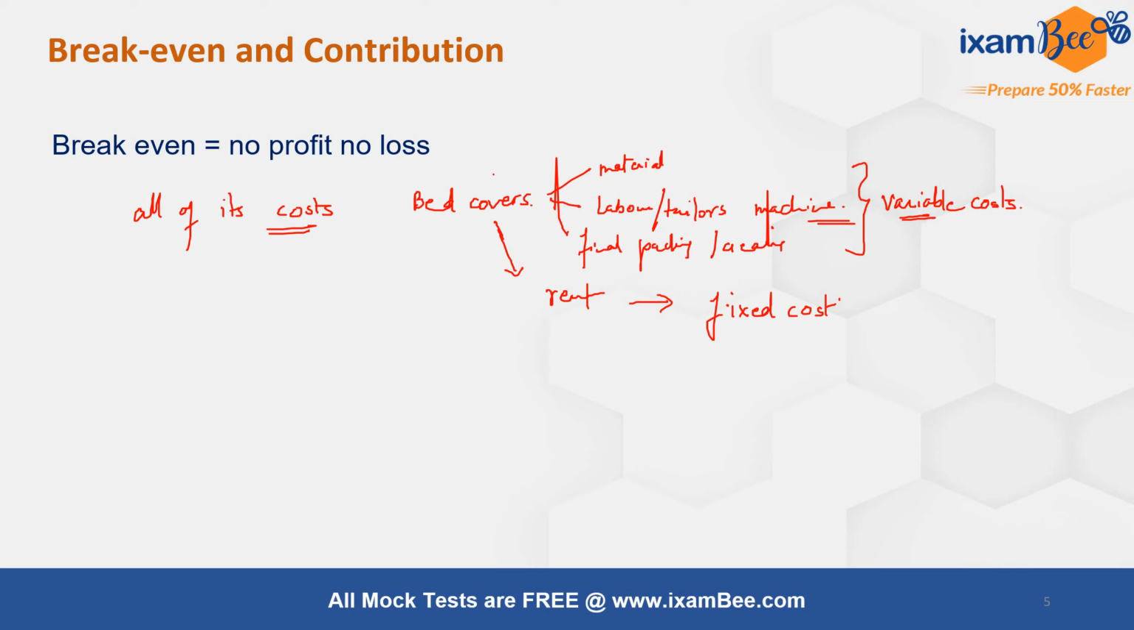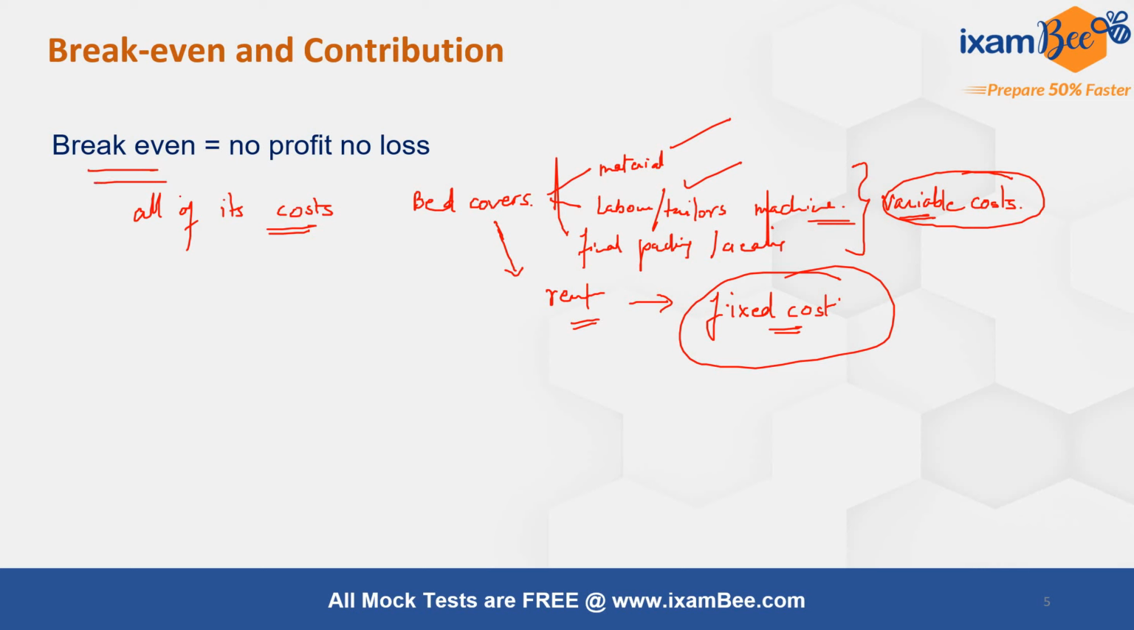So the higher the production, the higher will be the variable cost. Why? Because if you are producing more bed covers, you will need more material to produce them, right? However, no matter how many bed covers you make, the rent will not change. So that is fixed in nature, right? So when the company is making sales of this product to such an extent that they are able to cover both the variable cost and the fixed cost, that is the point at which the company is breaking even.